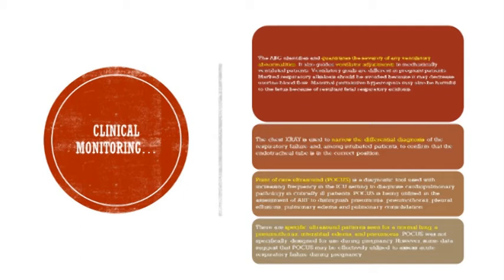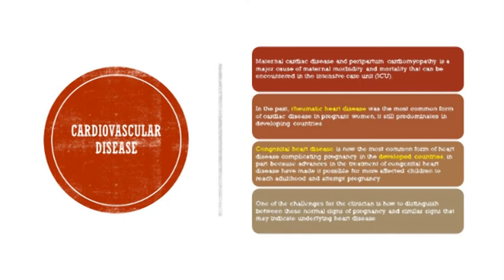Monitoring includes arterial blood gas, which will quantitate the severity of the ventilatory abnormalities, and it also guides your ventilator adjustments. The chest X-ray is used to narrow the differential diagnosis and, in an intubated patient, may confirm the tube position. Point-of-care ultrasound is a diagnostic tool used with increased frequency in the ICU setting to diagnose cardiopulmonary pathology in critically ill patients. There are specific ultrasound patterns seen for a normal lung, a pneumothorax, interstitial edema, and pneumonia. It was not specifically designed for use in pregnancy, however some data suggests that it may be effectively utilized to assess acute respiratory failure during pregnancy.